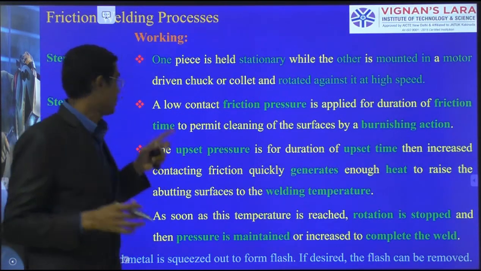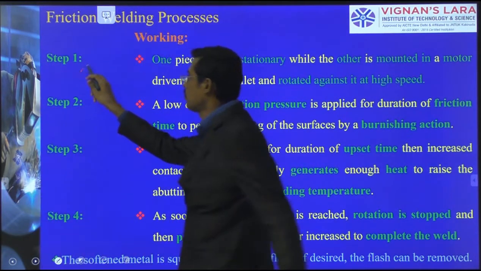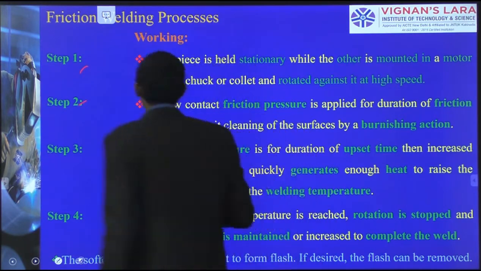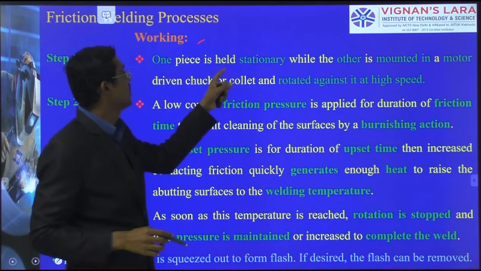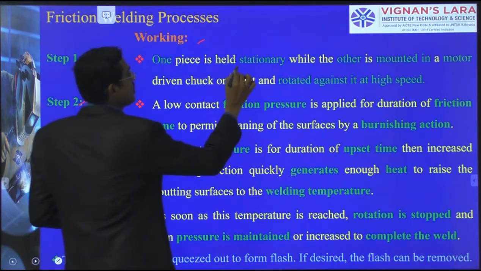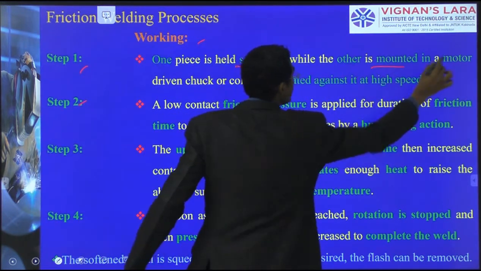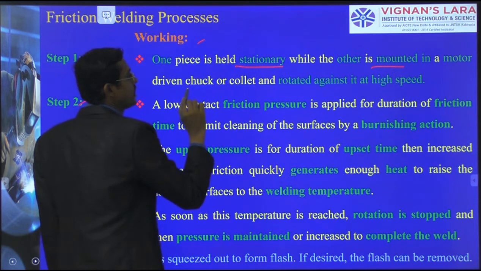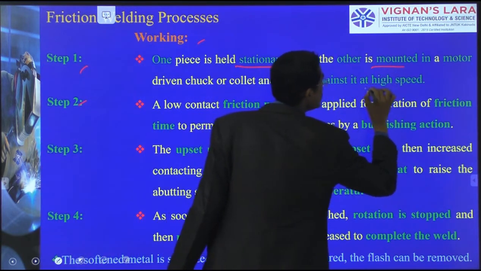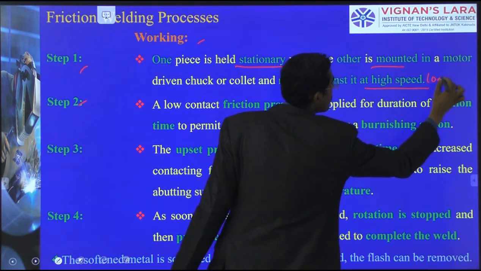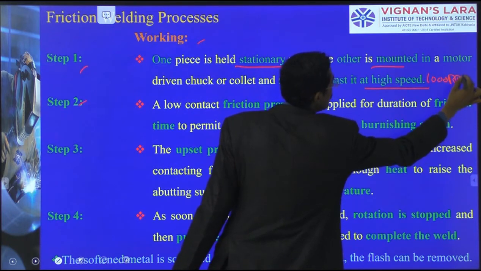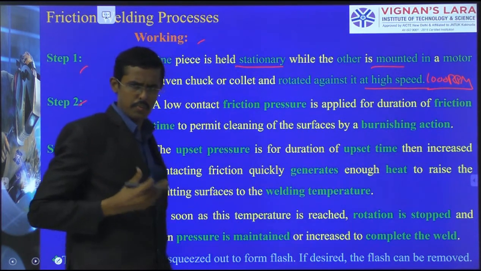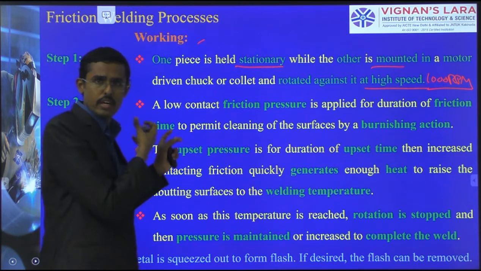Now we know what are the stages or steps available. Step 1, step 2, we know this. Just working, we will go ahead. One piece is held stationary while the other is mounted in the motor-driven chuck, call it, and rotated against the high speed of 1000 RPM. We have rotated. It is keep on at high speed, it is rotating. We know this, we have seen.